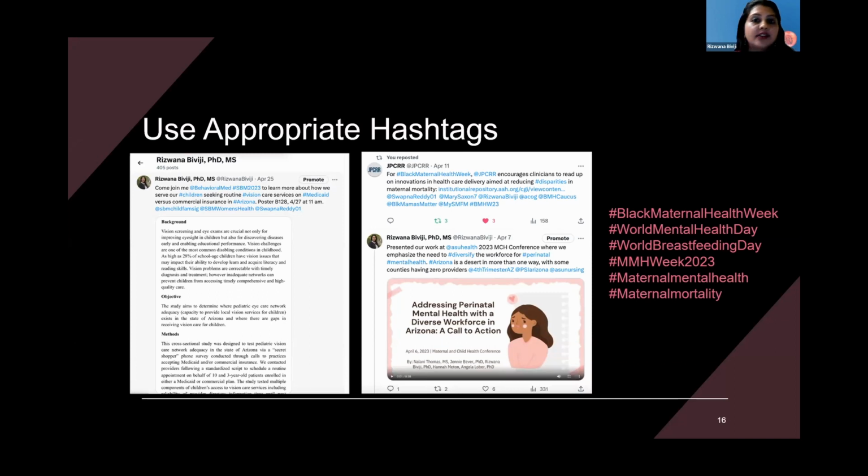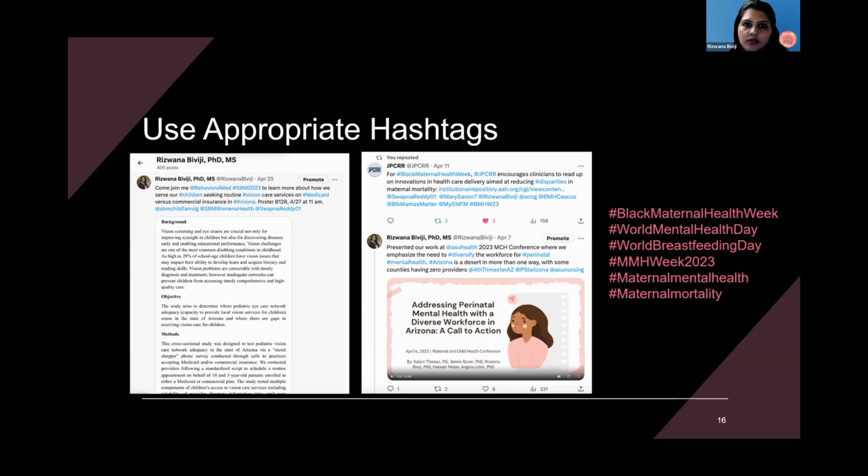To the right is another example of a presentation that our research group presented for a conference. This was in partnership with Trimester Arizona, who are the sponsors of this event. The title, as you can see, is Addressing Perinatal Mental Health with a Diverse Workforce in Arizona, a Call to Action. So again, the issue here is perinatal mental health, so hashtag perinatal, hashtag mental health. And the solution is to diversify the workforce in Arizona, so I have used hashtag diversify and then hashtag Arizona.